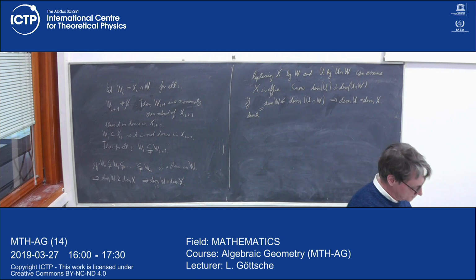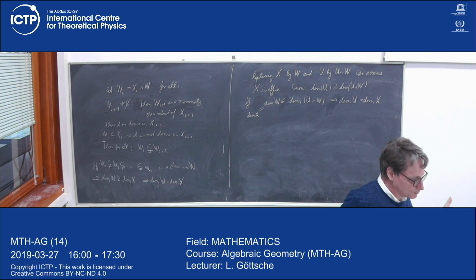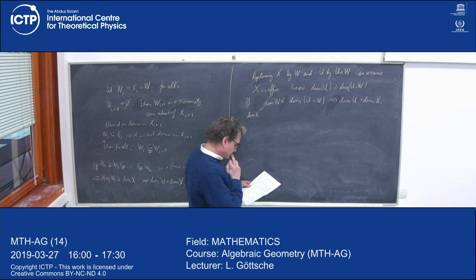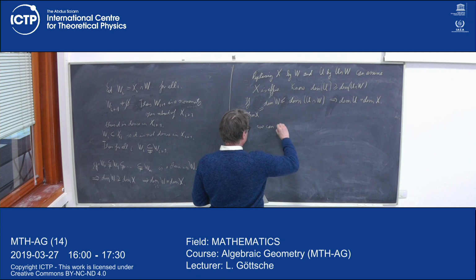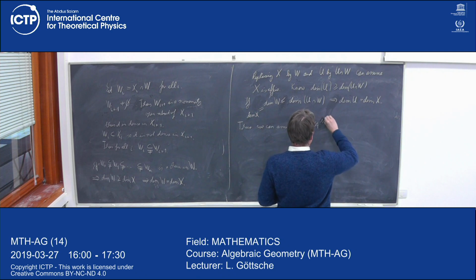You have a chain in X. It could just happen that all the elements in the chain lie outside of U, or some of them don't intersect U. If somehow this chain were in some sense unique, then the dimension would have to be smaller. But this seems to indicate that these chains are not so unique, so you can move them somehow. Okay. So thus we can assume that X in A^n is a closed subset.